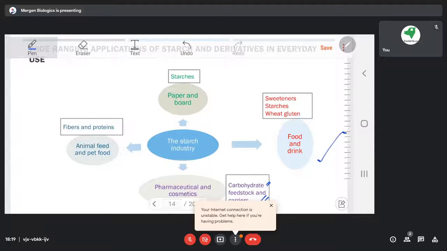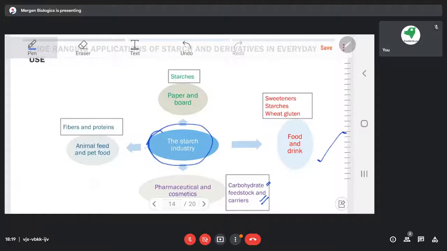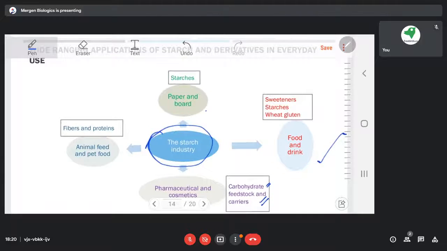If you notice all the advertisements about food items, one may say we have more protein, one may say we have more fiber. So these are actually forms of starch. Then in paper, we use raw starch in paper making. So these are the uses of starch.